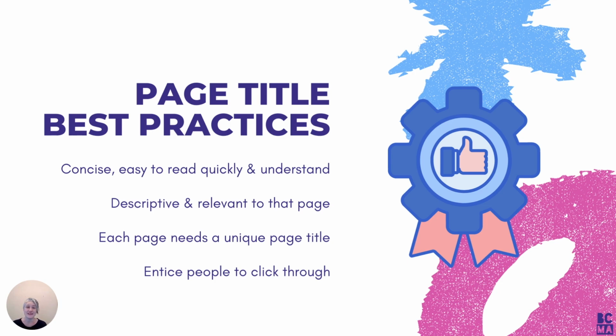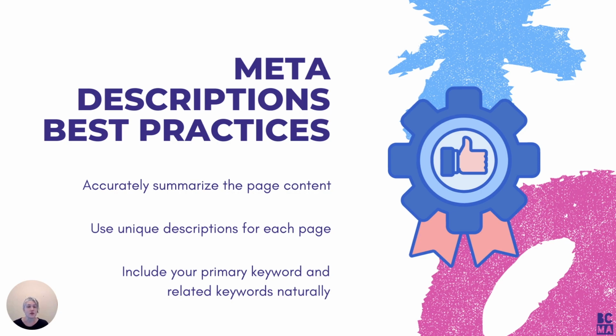And since it needs to be relevant and specific to that page, it also needs to have a unique page title. So you don't want to use the same page title across all the pages of your website, because every page of your website should be about something different, right? It should be for a different product or a different piece of information. You also want to try to entice people to click through. Think about if they're seeing this page title in the search engines, what would make them choose your search result over a similar page or a similar search result? The meta description best practices are pretty similar.